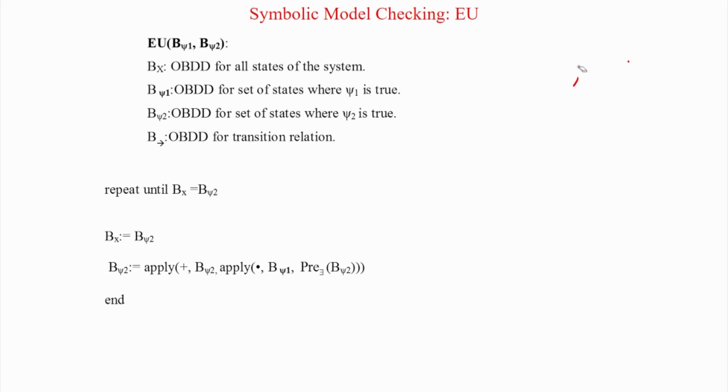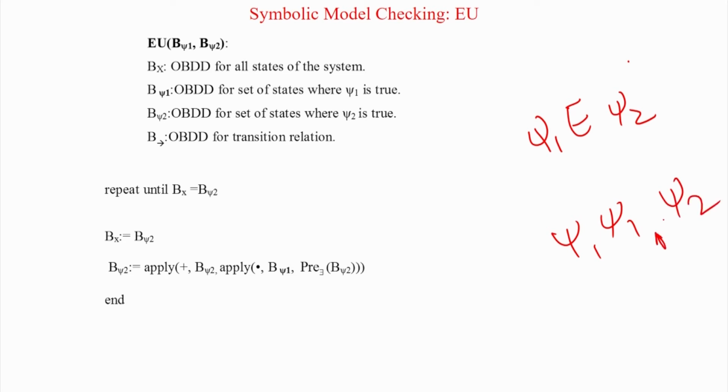Just a similar approach, we can cover this quickly, the same way as we did for AF. We have the set Bx, the set of all the states in the system, but there are two formulas, because EU is generally psi 1 until psi 2. So this one should hold until this, that is the idea. Psi 1 should hold until psi 2 starts holding, that is, there should not be any state in between where psi 1 is false and psi 2 is not true.